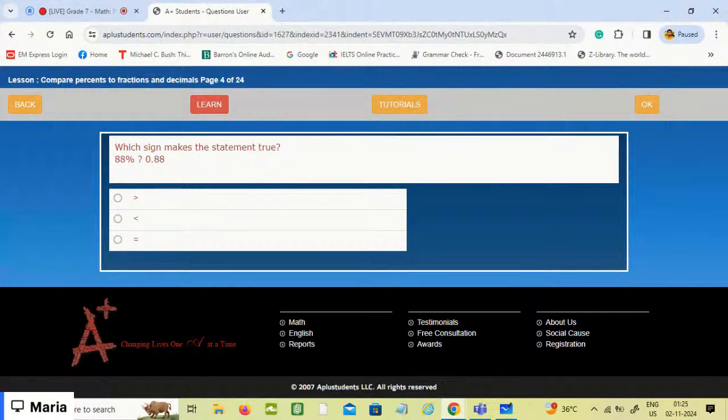88%. You have to compare it to 0.88. So you have 0.88. Convert this 0.88 into percentage form, multiply it by 100. So the correct option is, when you convert 0.88 to percentage form, that equals 88%, right? So they both are exactly equal, that is equal.